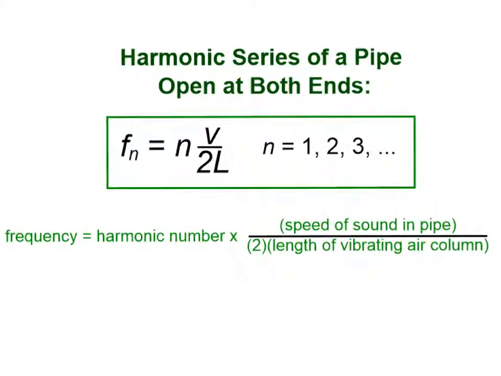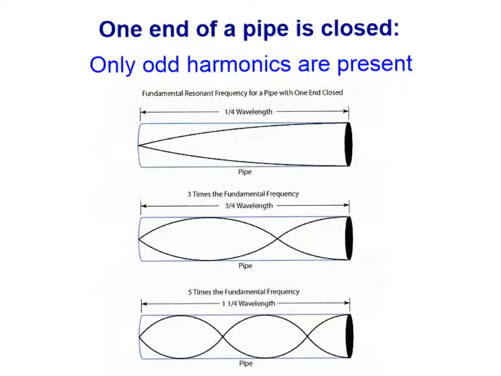Here's the formula for the harmonic series of a pipe open at both ends. It is the same as that for a vibrating string. The length, though, in this case, is the length of the air column, and that's the only difference. For a pipe that is closed at one end, however, we have something very different.